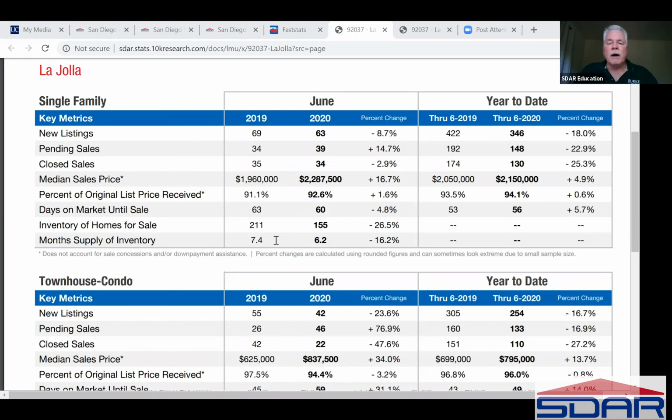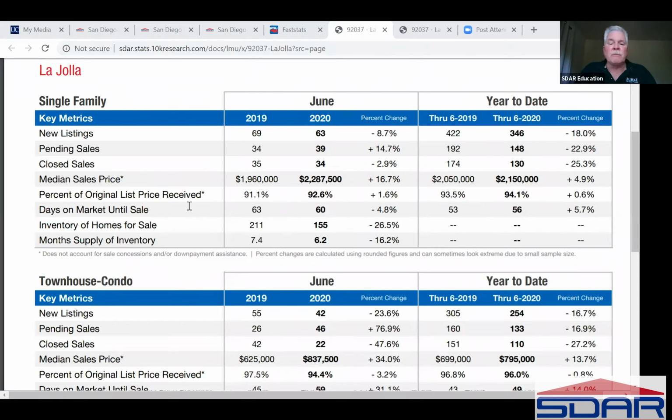So last year in June, I was getting 91.1%. This year in June, I'm getting 92.6%, close to sales, that close to listing price. And so that's up 1.6%, but my year to date versus last year's year to date, I'm getting 94.1%, which is a 0.6% increase.